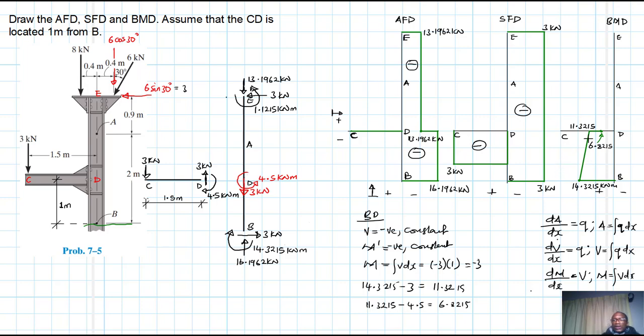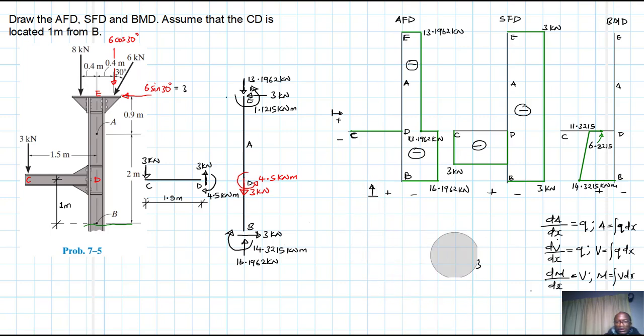8215. Great. And then from there onwards, we'll now be heading towards, let's check the behavior from D to E. Okay, D to E. All right, what do we have from D to E? Our shear is negative, of course, and constant. Okay, and then we expect moment prime to also be negative and constant.